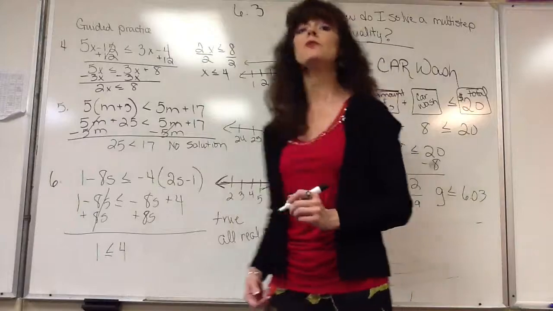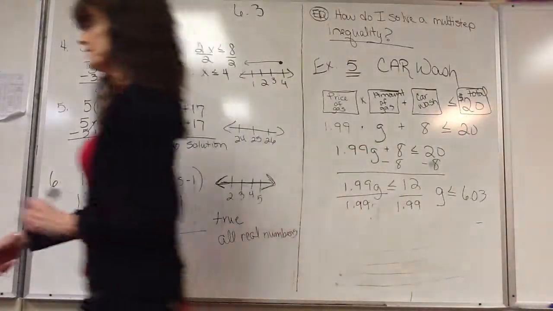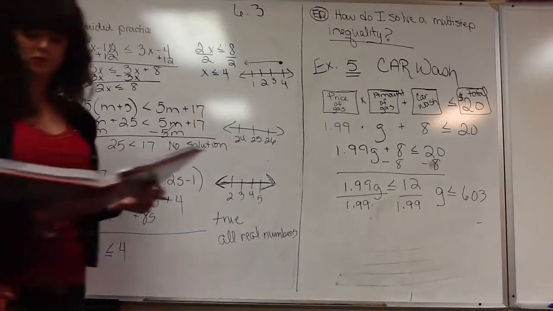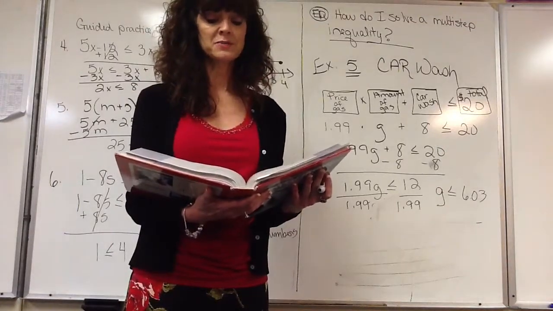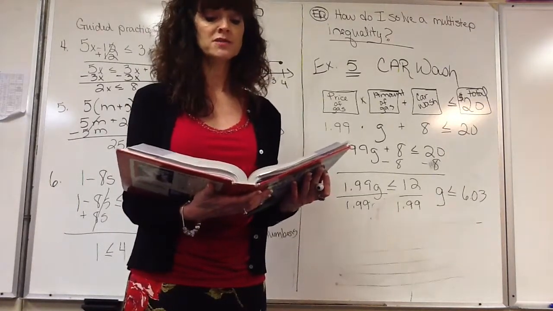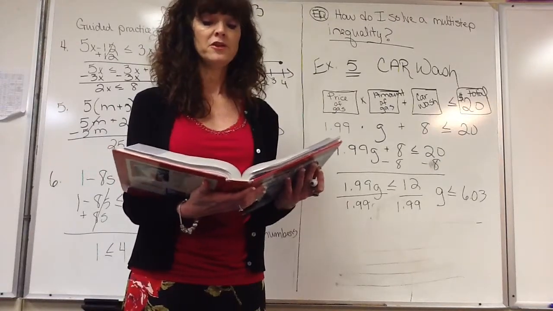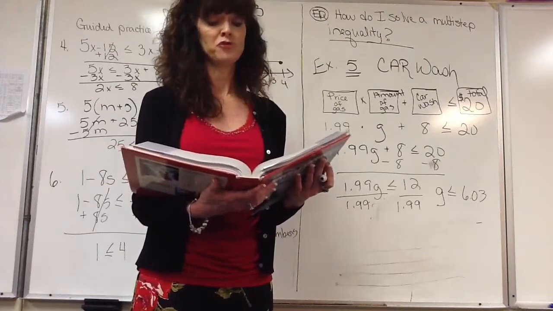Now we're going to go ahead and take a look at the word problem in example 5. So I'm going to read that. Use the sign shown. If you're looking on page 371, a gas station charges 10 cents less per gallon of gas if a customer also gets a car wash. What are the possible amounts in gallons of gasoline that you can buy if you also get a car wash and spend at most $20?